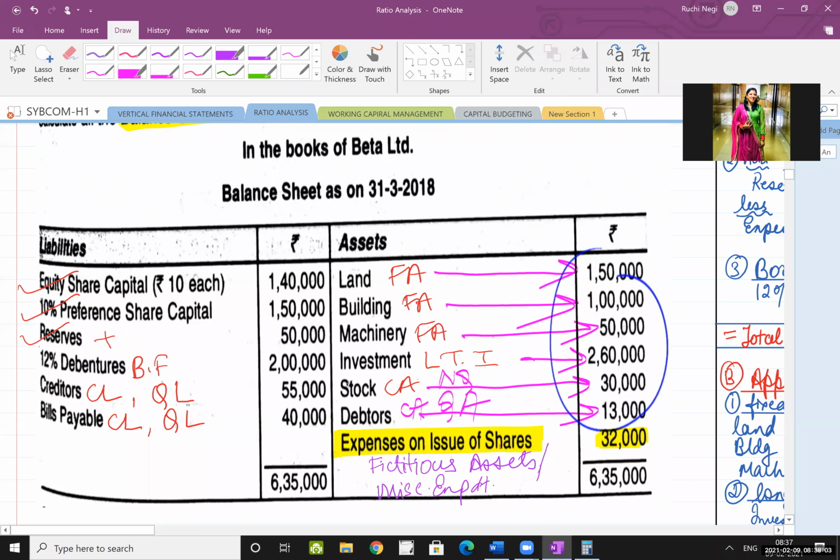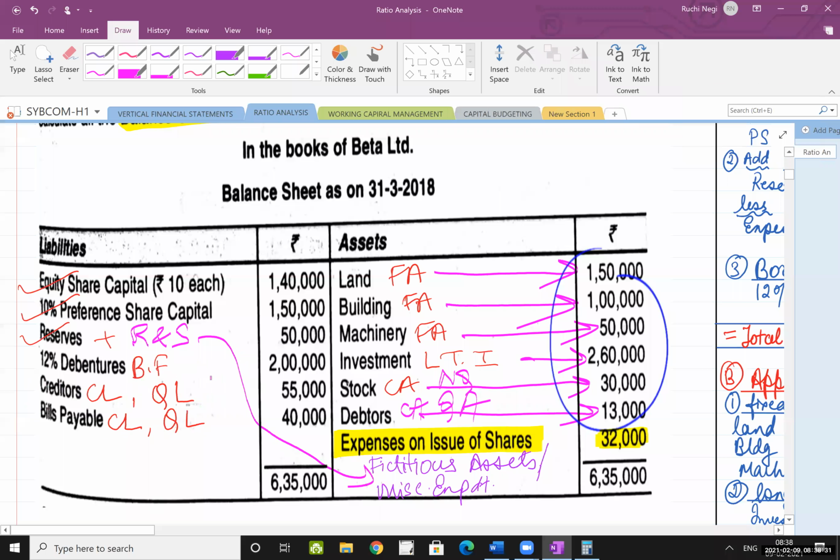Then equity share capital, preference share capital, reserves and surplus. Reserves will come under reserves and surplus. Okay, these fictitious assets get subtracted from reserves and surplus. Next, 12% debentures. This will come under borrowed funds. Creditors, current liability under the category quick liability. Bills payable, current liability under the category quick liability.